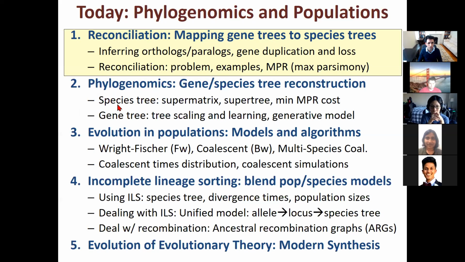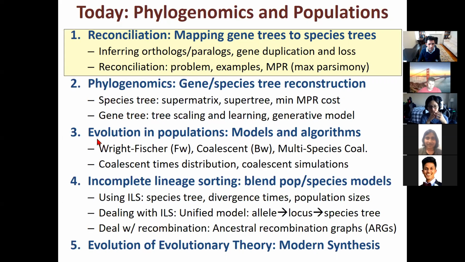So first, we're going to be looking at how we can leverage many gene trees simultaneously across the entire genome to build species trees using either supermatrix, supertree, or minimum parsimony cost methods. And we're going to be looking at how, after we've built a robust species tree using genome-wide information, we can then go in and build better gene trees by scaling the trees, by learning rates, and by building a generative probabilistic model of gene evolution.